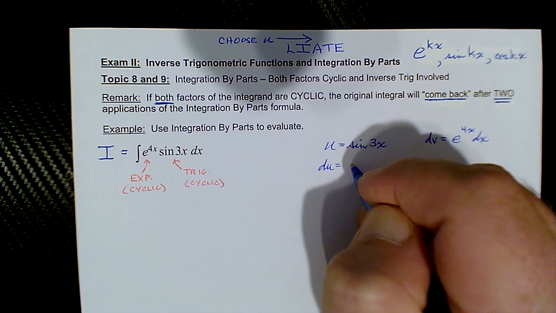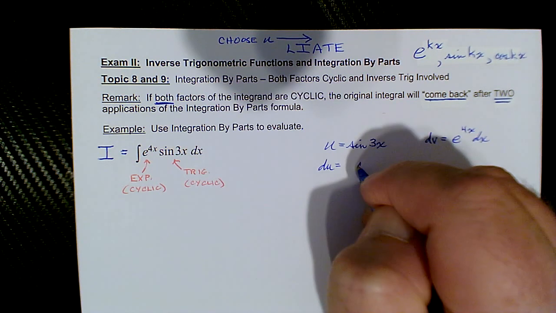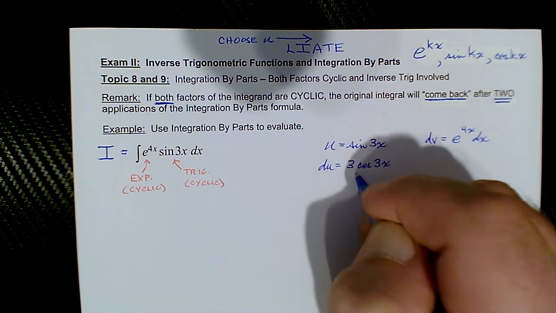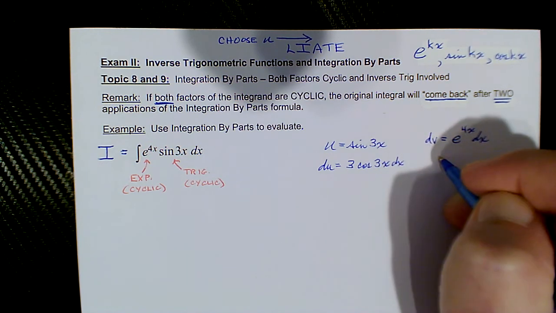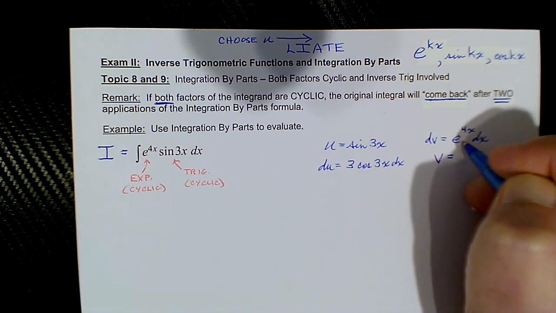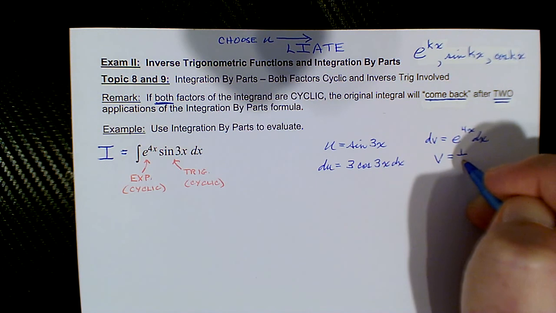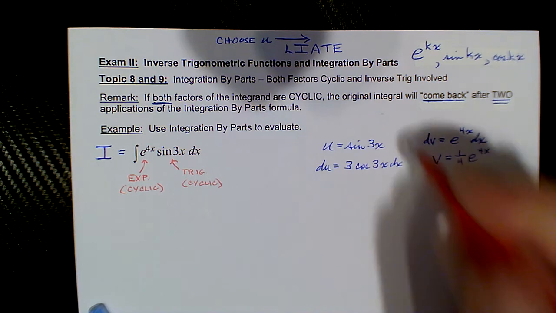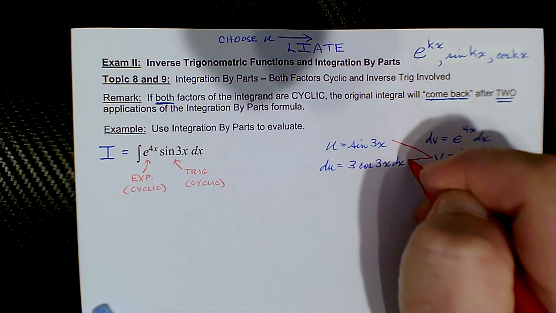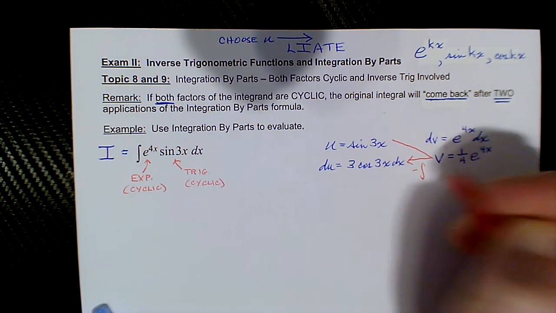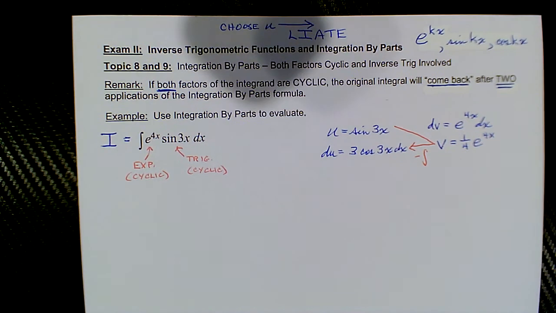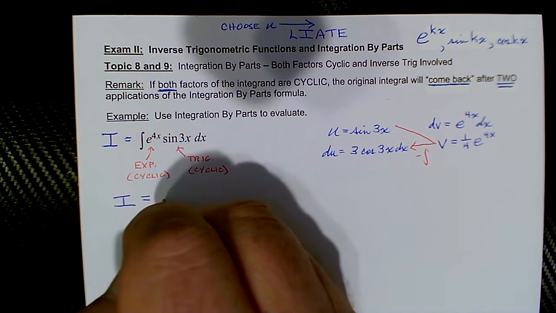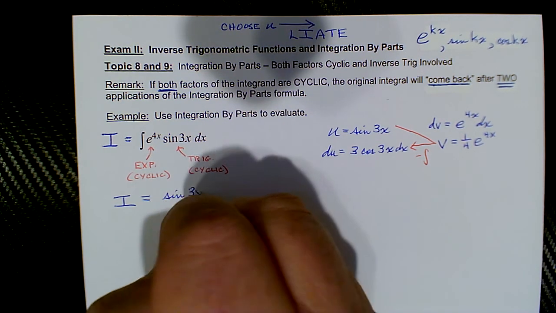And then the integration by parts formula, u times v minus the integral of v du. So we now have that what I'm calling this integral I is equal to u, sine of 3x, times v, 1/4 e to the 4x, and then minus the integral of v, 1/4 e to the 4x, times our du, which is 3 cosine of 3x times the differential dx.